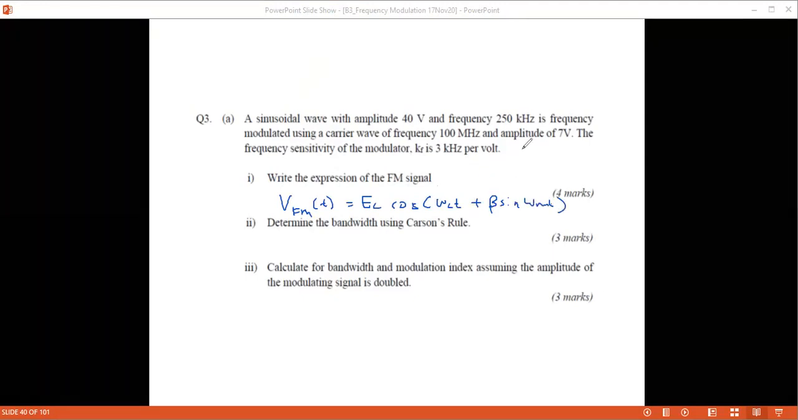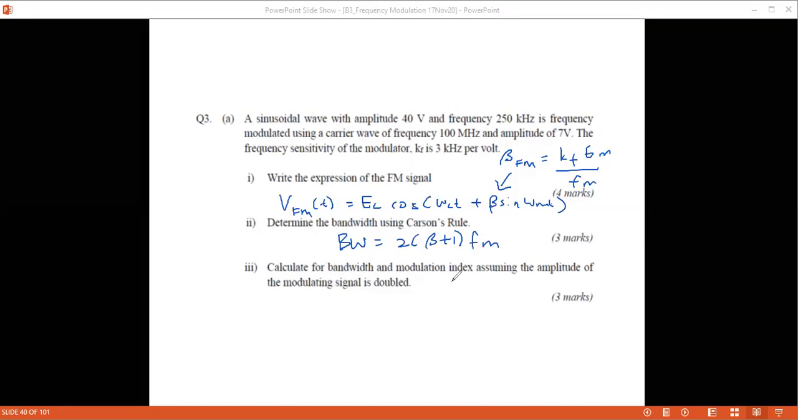Okay, so we're given the carrier and also the information signal's amplitude and frequencies. We just substitute inside here. For beta, we know that beta for FM is equal to Kf Em divided by Fm. So all the values are given, so you should be able to find beta and put it inside here. And then bandwidth using Carson's rule, we know that bandwidth is equal to 2 times (beta plus 1) Fm.